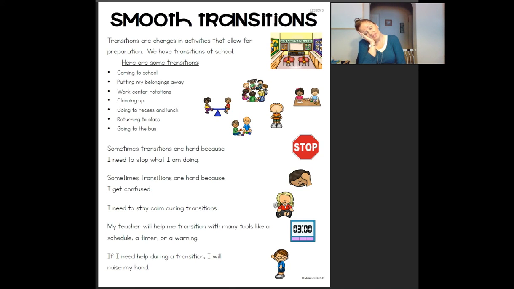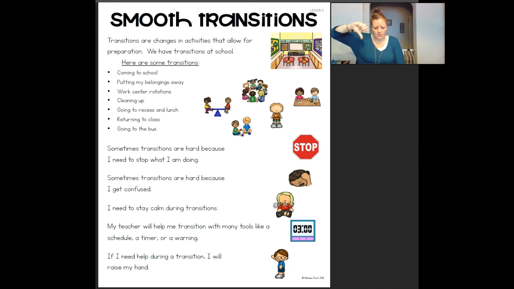Is sleeping a transition? Am I transitioning to anything right now? No, sleeping is not a transition. If you're sleeping, you're just sleeping. You're not really getting ready for something, right? You're getting ready for dreams, I guess, but you're not really transitioning while you're sleeping. So sleeping is not a transition.